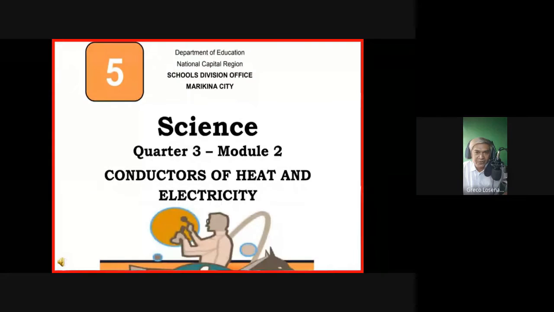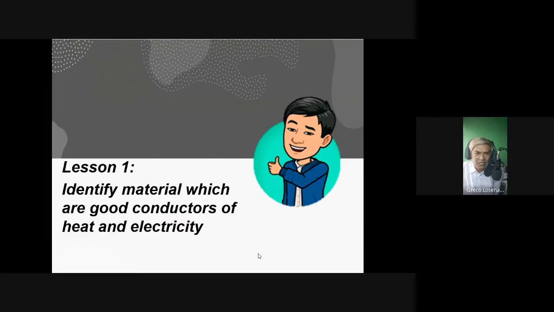Okay, our topic for today is about conductors of heat and electricity. For our lesson 1, we are going to identify materials which are good conductors of heat and electricity.